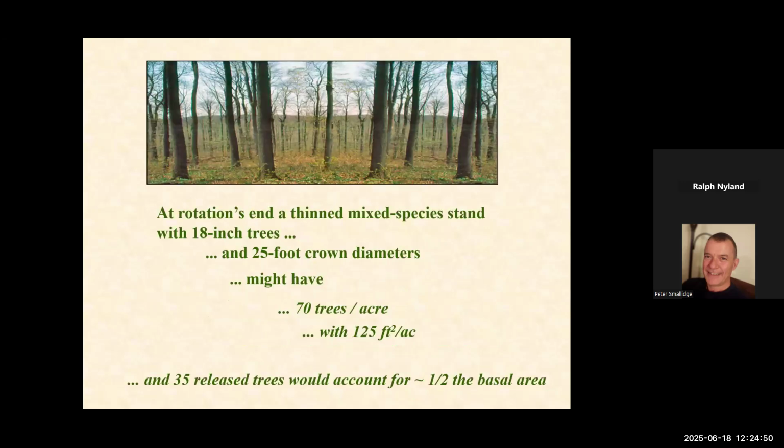Note this. At rotation's end, in a thinned mixed species northern hardwood stand of 18-inch trees, and if the trees have 25-foot crown diameters, there might be 70 trees per acre with 125 square feet per acre. So the 35 release trees would account for about half of the basal area. That might be sufficient, for example, to maintain a component of black cherry in stands that would be comprised of other species.